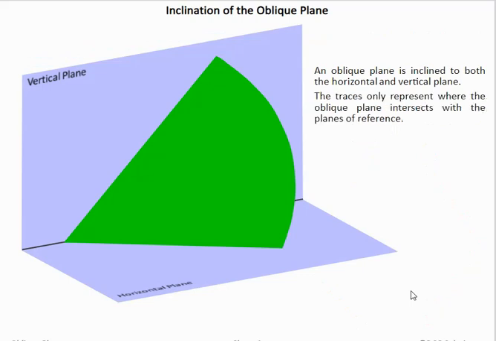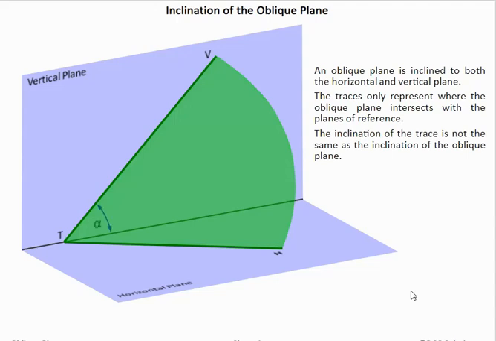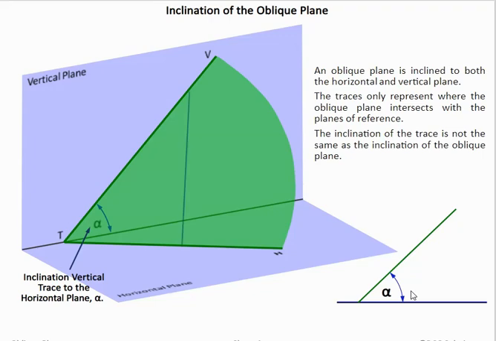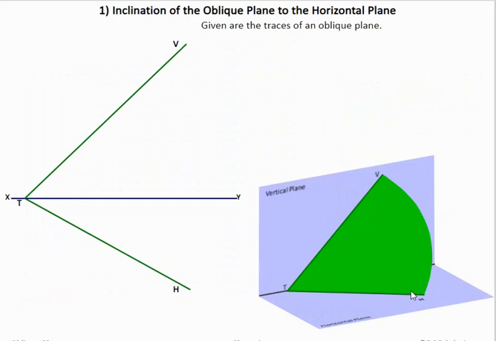Now looking at this inclined plane here, what we have is VTH, and what we're going to look at here is true angles, and the angles which they make with the horizontal and vertical planes. In this case we have an oblique plane, and alpha here is showing the angle which this is making with the XY line. Now this is not a true angle because we're not looking directly at it. So what we're going to do is set up a new angle in here. This new angle is going to be 90 degrees to the actual HT.